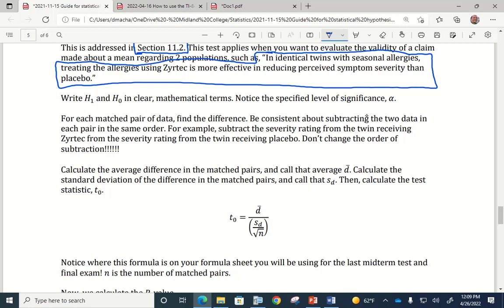Step 1 is always to write your alternative and null hypotheses in mathematical terms. So you might have the hypothesis that mu1 is less than mu2, for example, and your alternative hypothesis might be the converse of that. Then, for each matched pair of data, you find the difference. Just subtract the 2. You need to be consistent about the way you subtract, so don't switch your order of subtraction as you go down the list. Always take one set minus the other, like the drug measurement minus the placebo measurement. It works either way, but you have to be consistent.